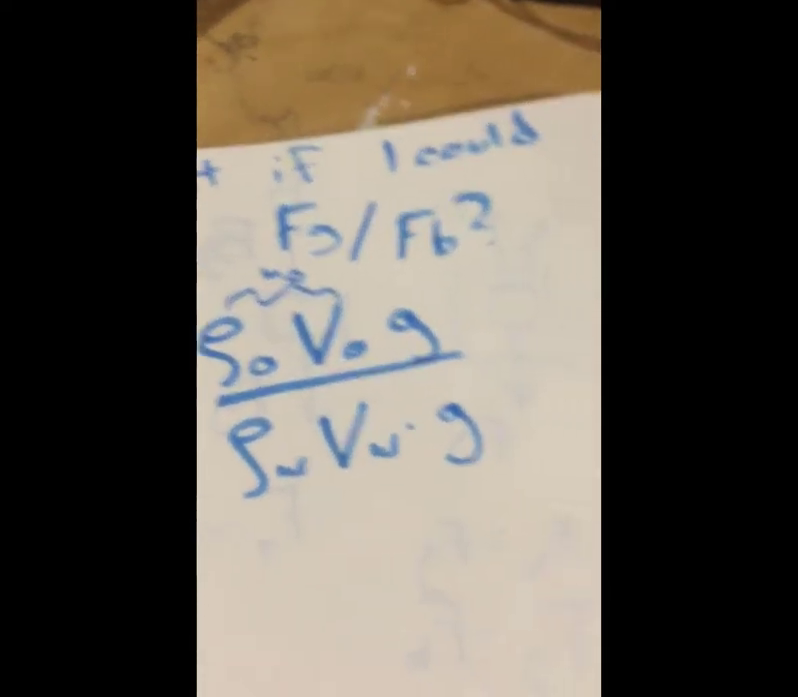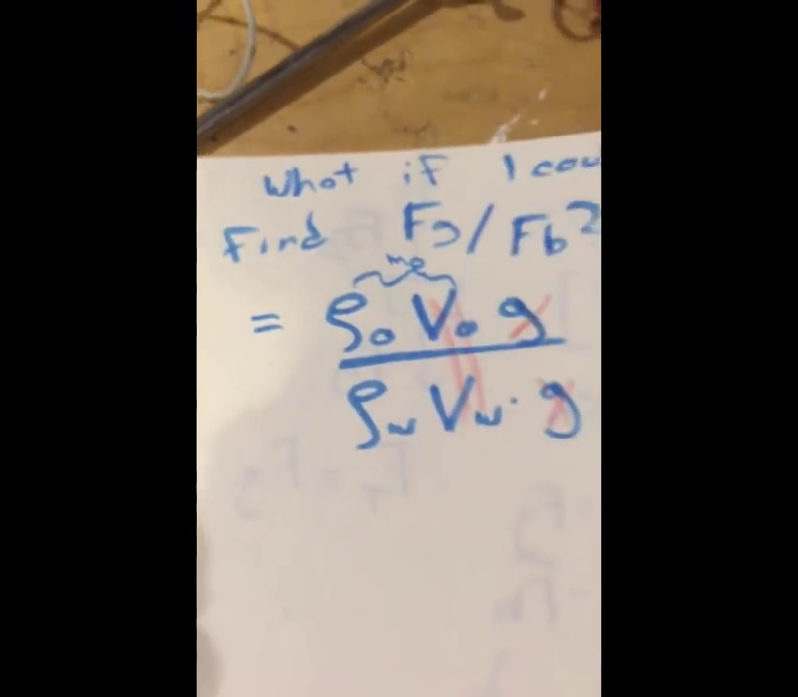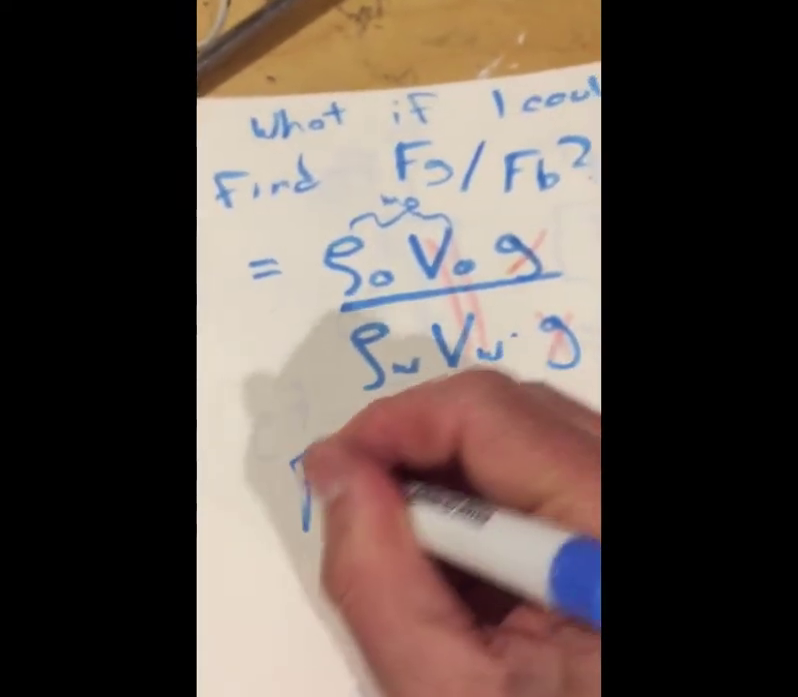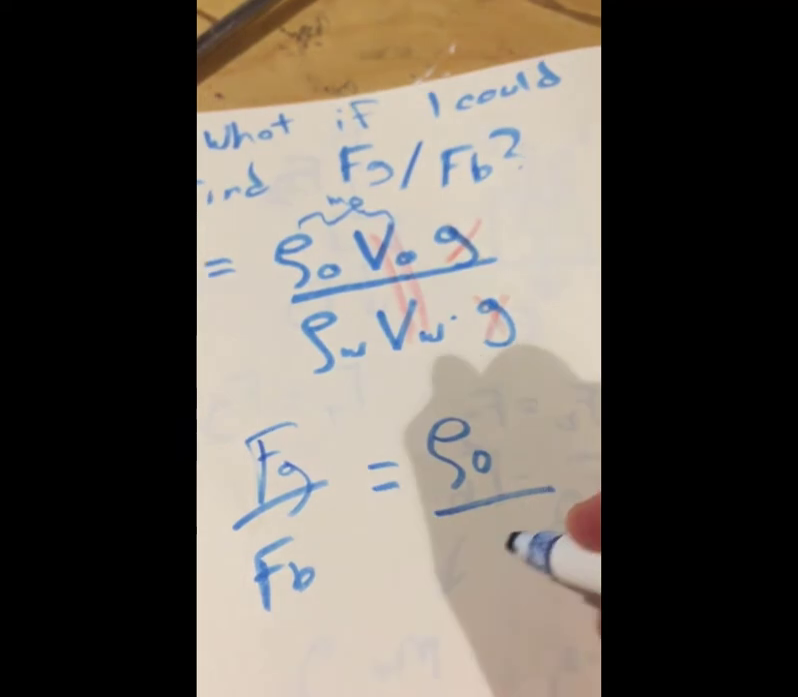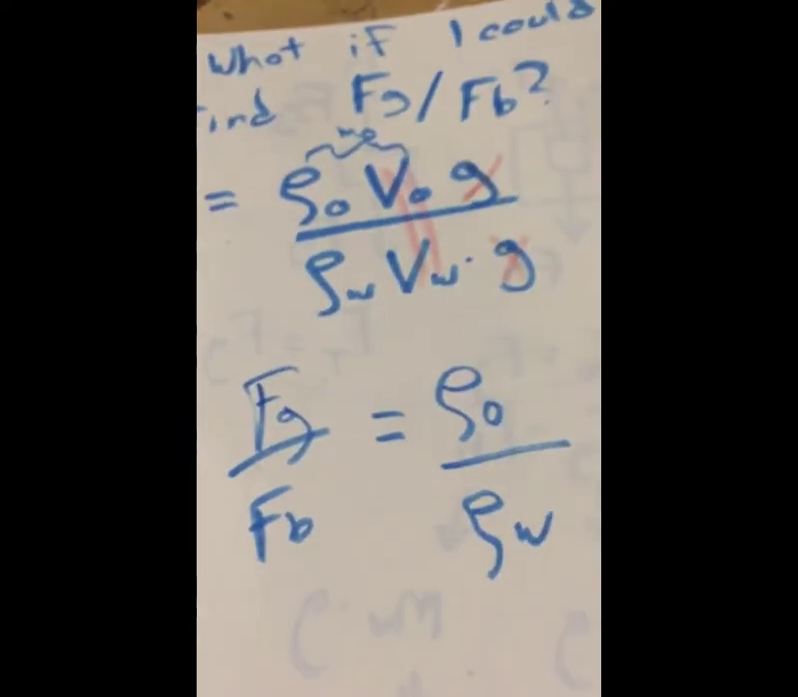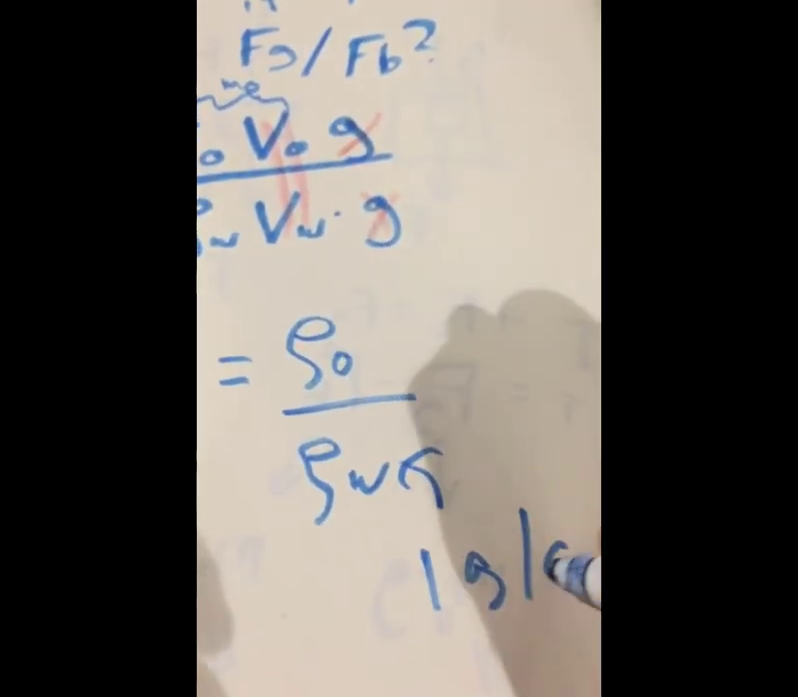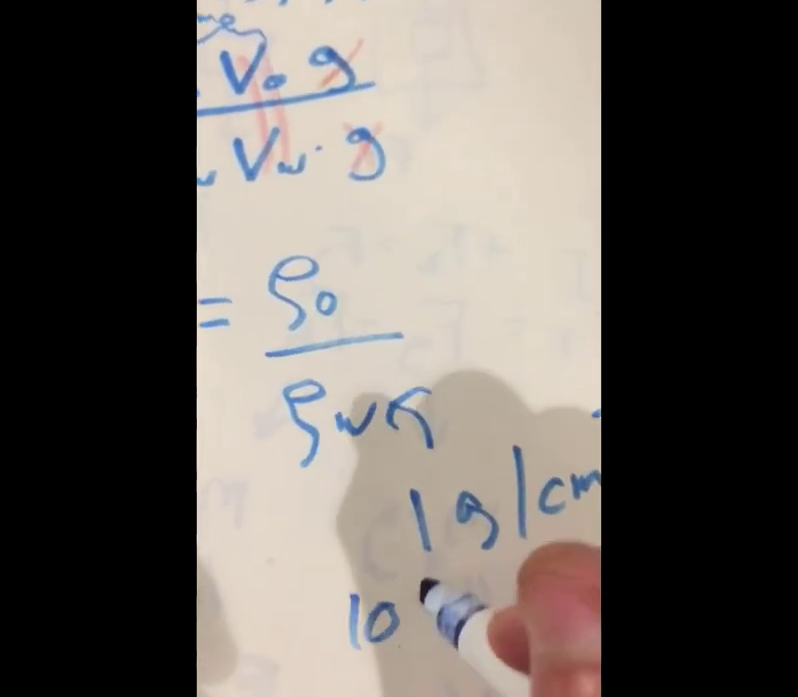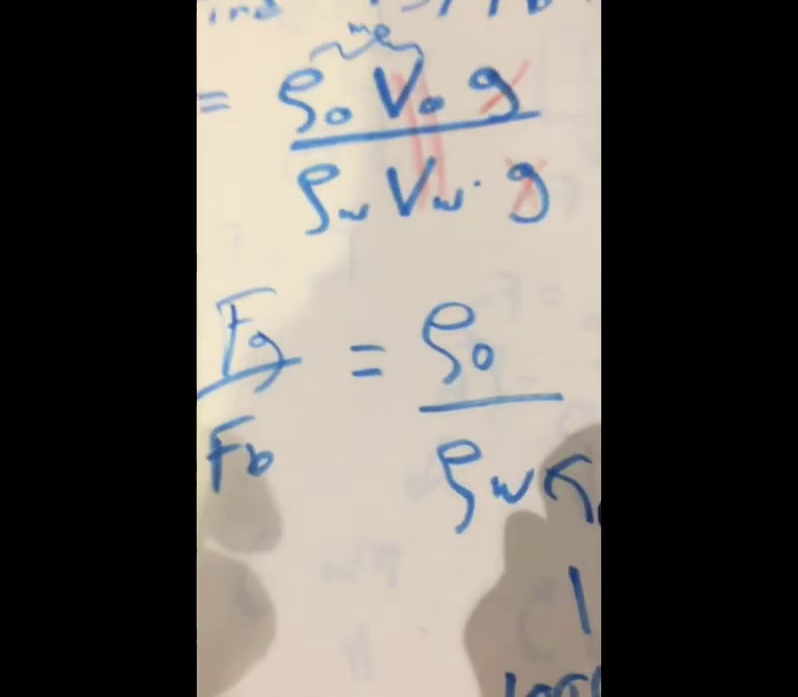I'm going to cancel out items that are the same. So the g's go away, and so do the volumes, because the volumes are the same. So what I'm left with is that Fg over Fb is equal to the density of the object divided by the density of water. Wow. Well, what's the density of water? We know it's 1 gram per cubic centimeter if it's pure water, or 1,000 kilograms per cubic meter. That's what the density of water is equal to.